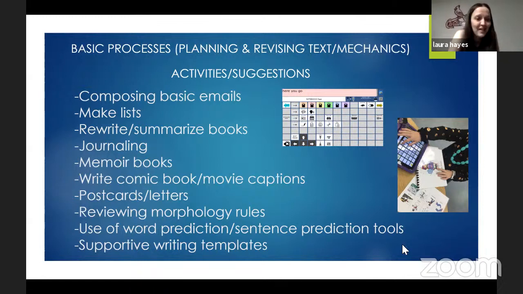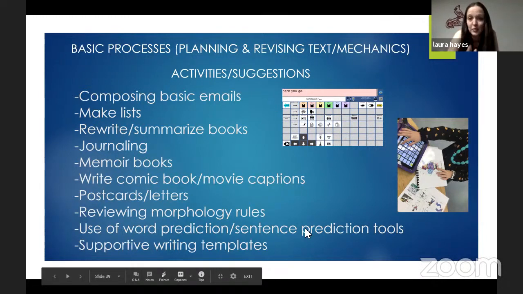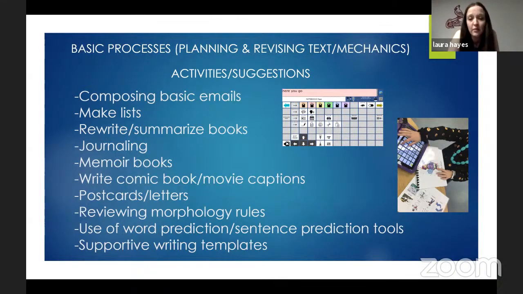You can have pen pals, using prediction and word or sentence prediction tools, and then supportive writing templates. There are some really great ones out there.